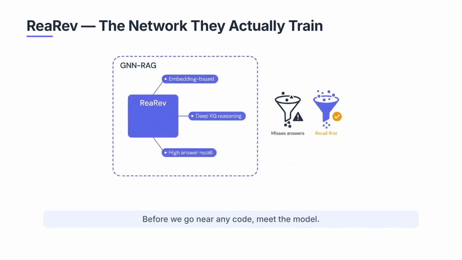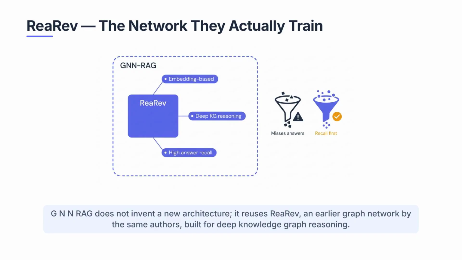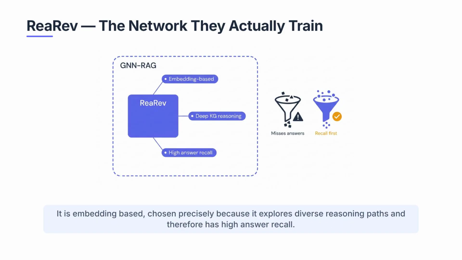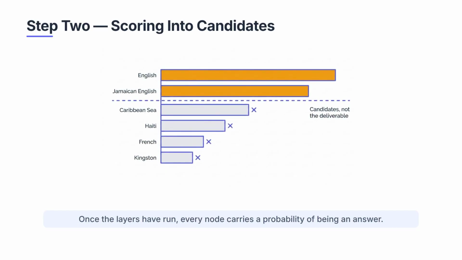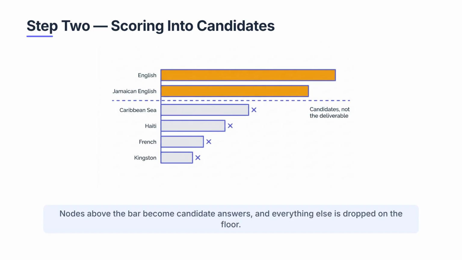Before we go near any code, meet the model. GNN-RAG does not invent a new architecture. It reuses ReaRev, an earlier graph network by the same authors, built for deep knowledge graph reasoning. It is embedding-based, chosen precisely because it explores diverse reasoning paths, and therefore has high answer recall, which is exactly what you want in a retriever, where missing the answer is fatal, and extra candidates are merely untidy. Once the layers have run, every node carries a probability of being an answer. Thresholded. Nodes above the bar become candidate answers, and everything else is dropped on the floor.